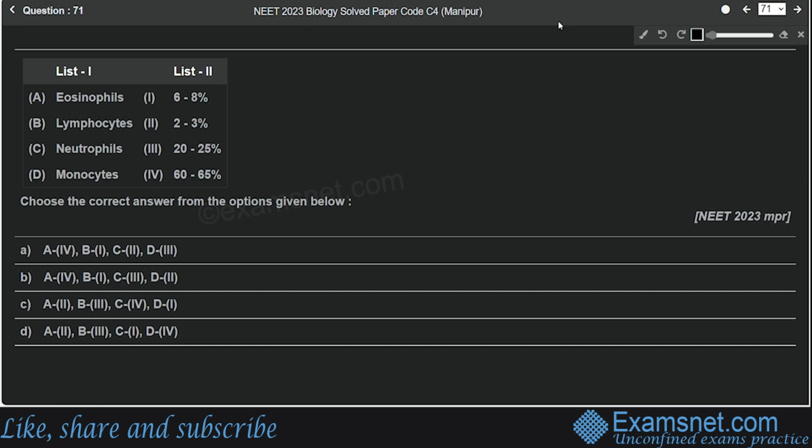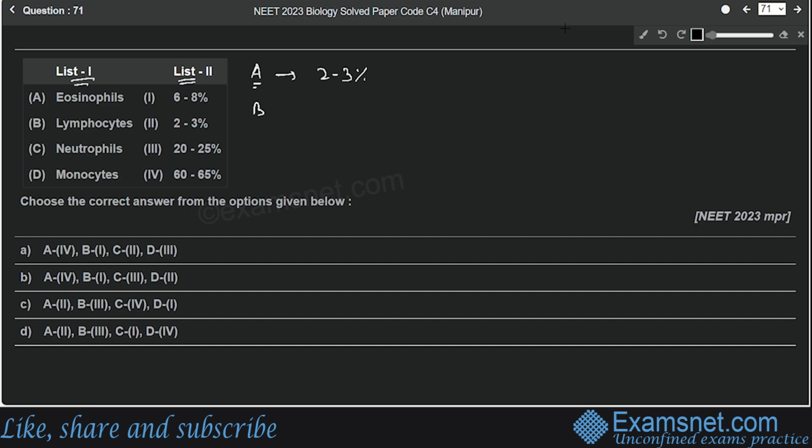Question number 71 is again from the chapter Body Fluids and Circulation. Here we have to match different types of white blood cells mentioned in list 1 with their usual proportion in the blood mentioned in list 2. The first type of white blood cells are eosinophils. The eosinophils are present in very less amount. So the correct match for A will be 2 to 3%. They are present in an amount that is about 2 to 3% of the white blood cells.